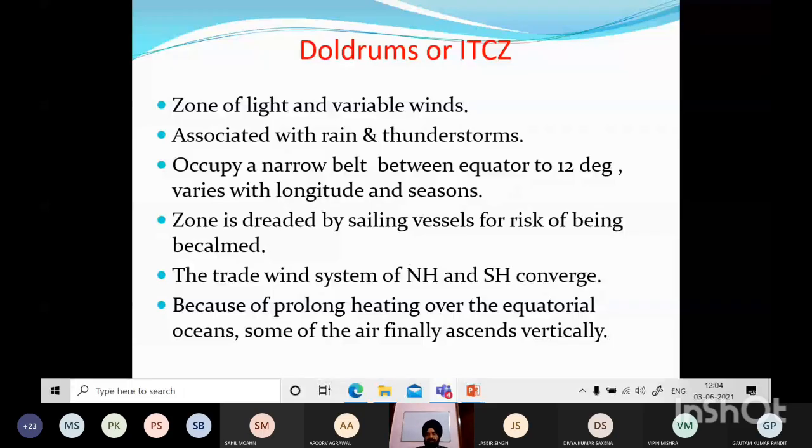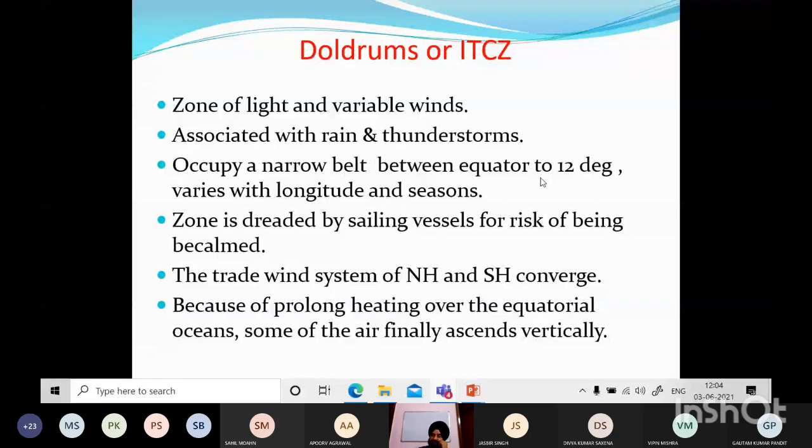ये जो belt है ये keeps on varying, ये नहीं कि fix है कि 0 to 10 or 12 degrees. Now this varies because of the sun's altitude, sun's declination. Sun starts moving from north to south. तो इसकी जो belts है, doldrums और ITCZ की belt also keeps on changing from season to season.